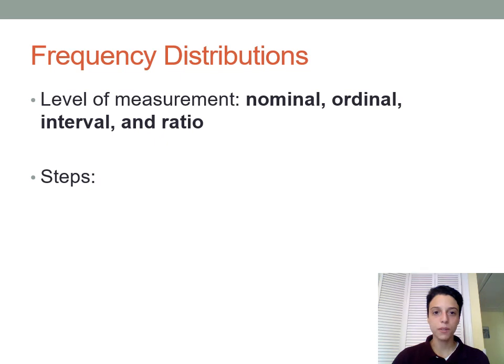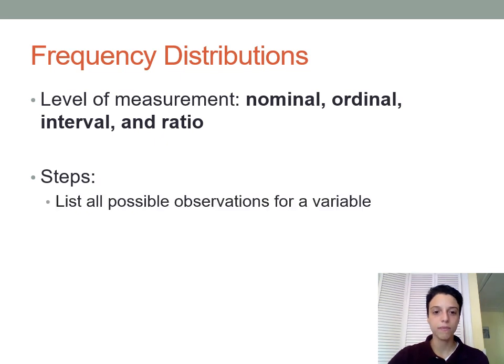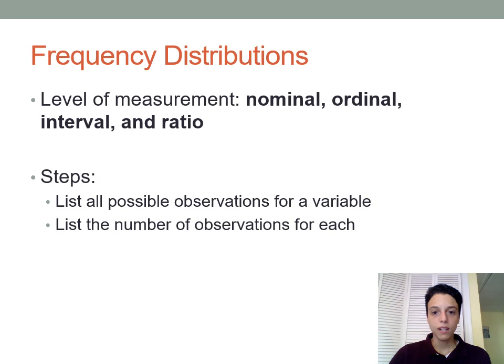There are a few steps to creating a frequency distribution. Step 1, list all possible observations for a variable. Step 2, list the number of observations for each. And so that's pretty broad, and because of that, I'm now going to jump toward my document camera and show you an example of how to create a frequency distribution from a variable.